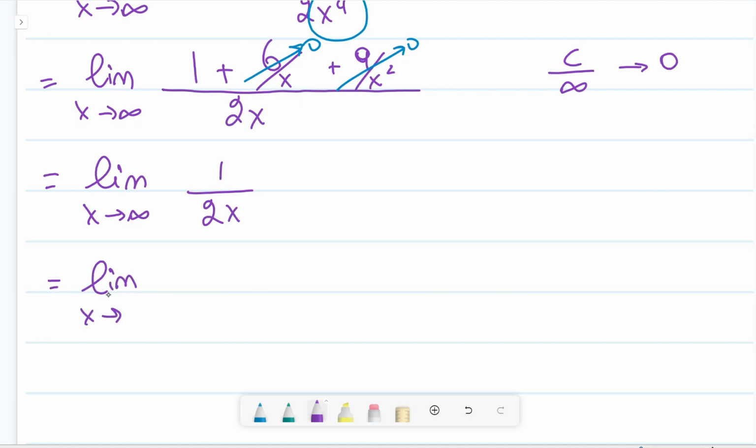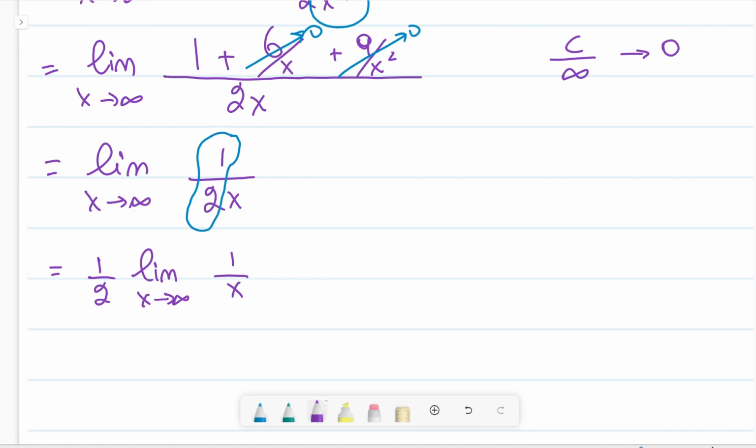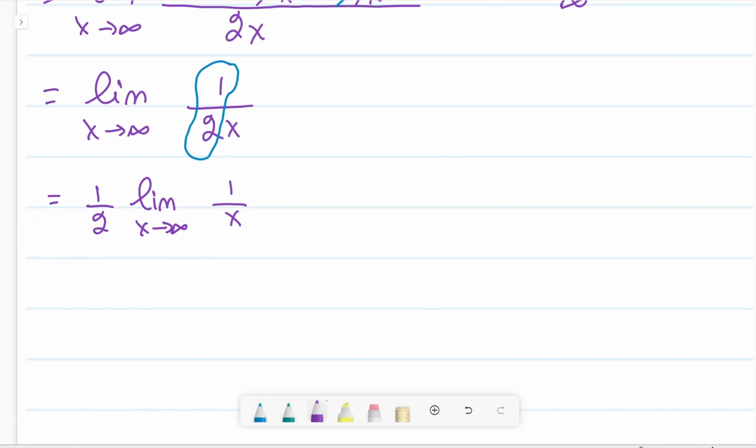So again, since this is a limit, we can factor out 1 over 2 because it is a constant. Using limit laws, we can take it outside the limit. This leaves us with the limit of 1 over x. So 1 is a constant. This is 1 over infinity because x is approaching infinity, so this approaches 0. So now our answer is 0.